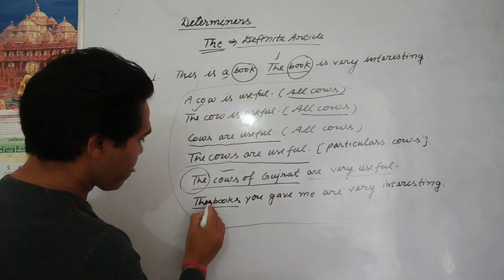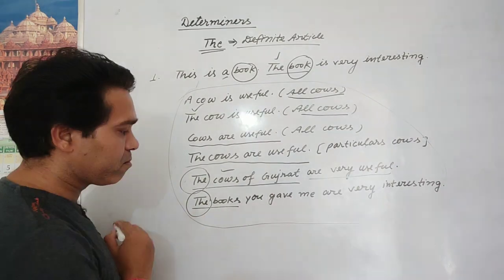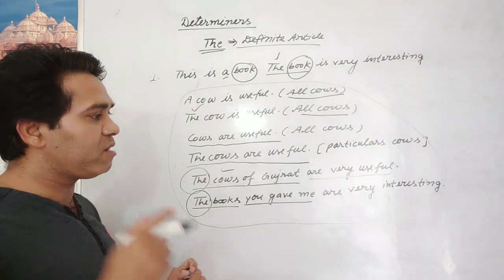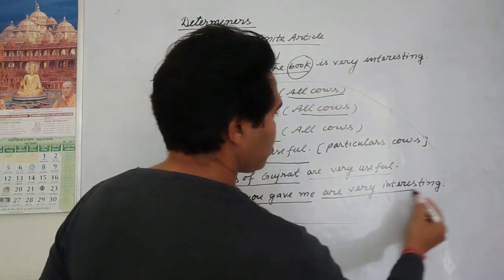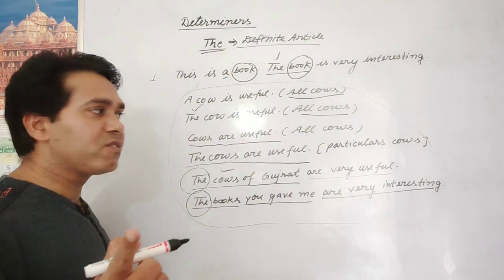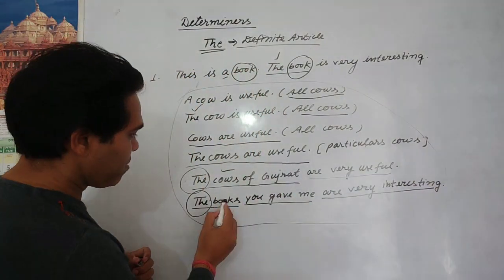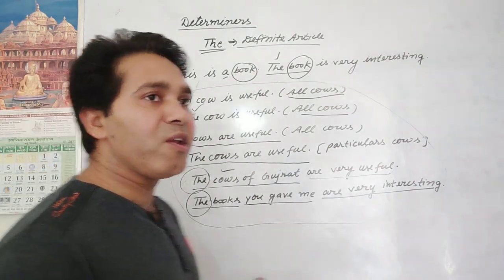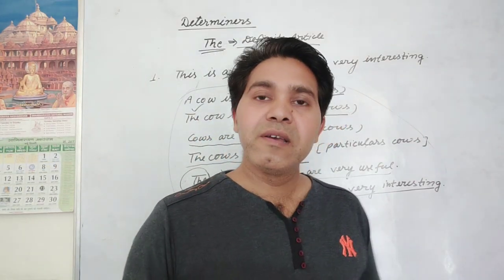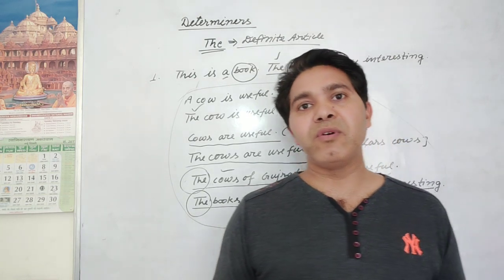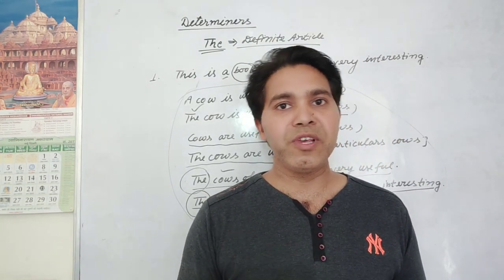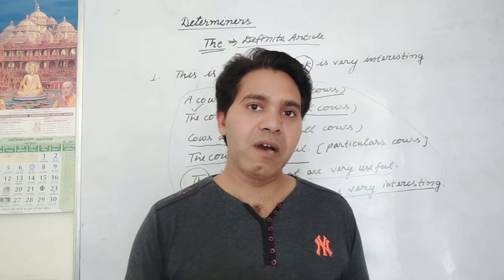The books. Before books we have used the: the books you gave me, जो book आपने मुझे दी थी, are very interesting, बहुत interesting है. Have you got this? It means particular books. Here the shows a unique thing, a particular thing. Is it clear? The is used before something particular or unique. The thing which is unique or particular, then we use the.